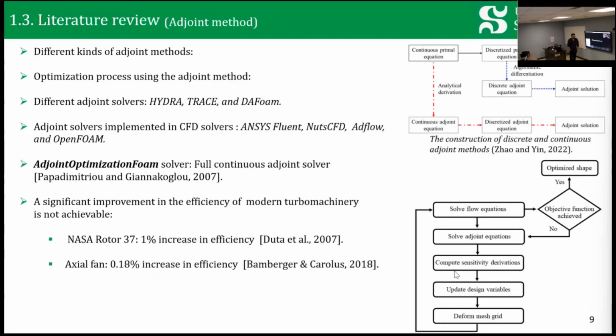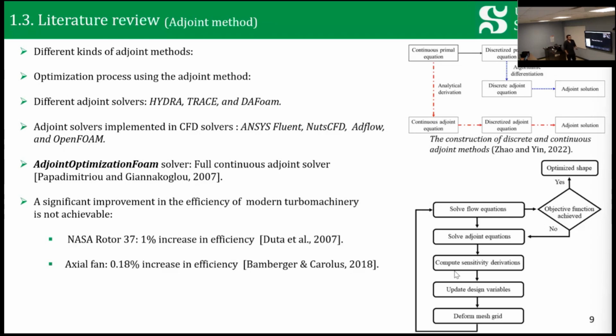The adjoint method can be divided based on how we construct it. In the continuous one, first the flow equation is linearized, and then the adjoint equation is extracted from the linearized flow equation, followed by discretization. In the discrete one, the flow equation is discretized, followed by the adjoint equation and linearization.